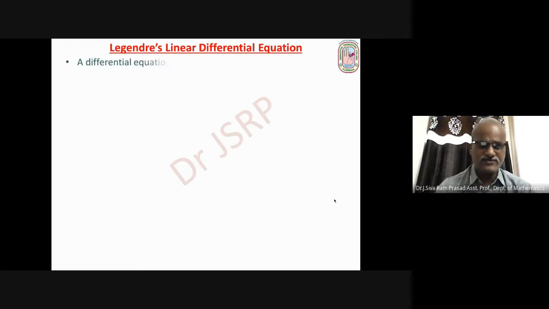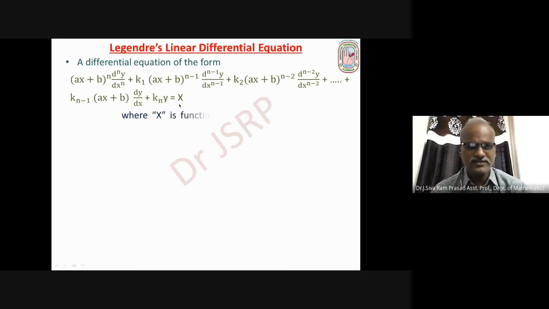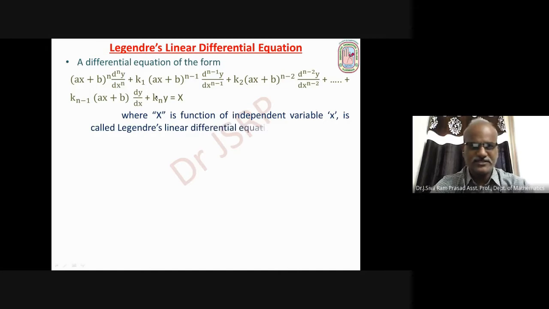So a differential equation of the form (ax plus b) whole power n into nth derivative plus k1 (ax plus b) whole power n minus 1 into n minus 1th derivative plus k2 (ax plus b) whole power n minus 2 into n minus 2 derivative, and so on, plus k(n-1) (ax plus b) into dy by dx, first derivative, plus kn into y equal capital X. Here also, the right side is a function of the independent variable. This equation is called Legendre's linear differential equation.